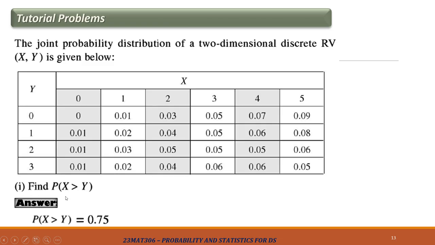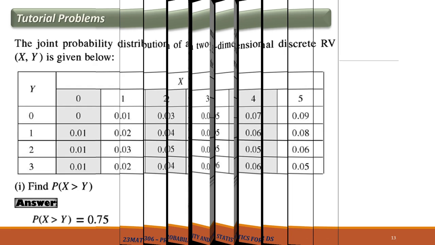Let us take x value first as 0. 0 greater than 0? No. 0 greater than 1? No. Likewise, it will not come. Next, we move on to 3. Is 3 greater than 0? Yes, right. Is 4 greater than 0? Yes. Is 5 greater than 0? So we have to take all these values. Likewise, we have to check it for all the x and y values. And finally, we have to add all these values.